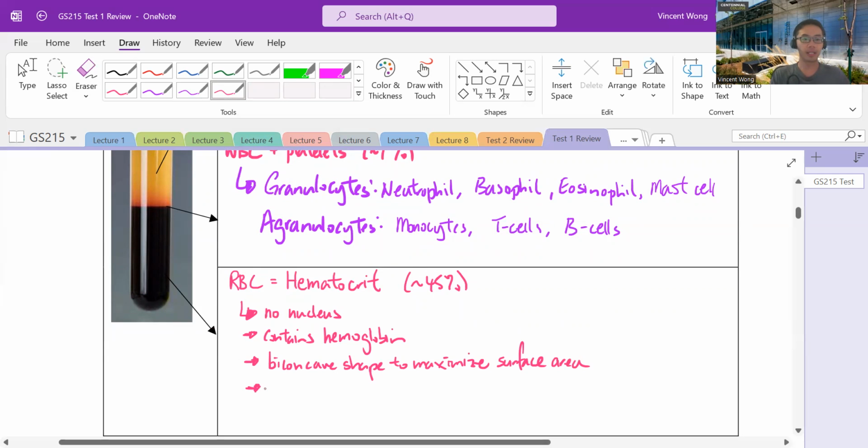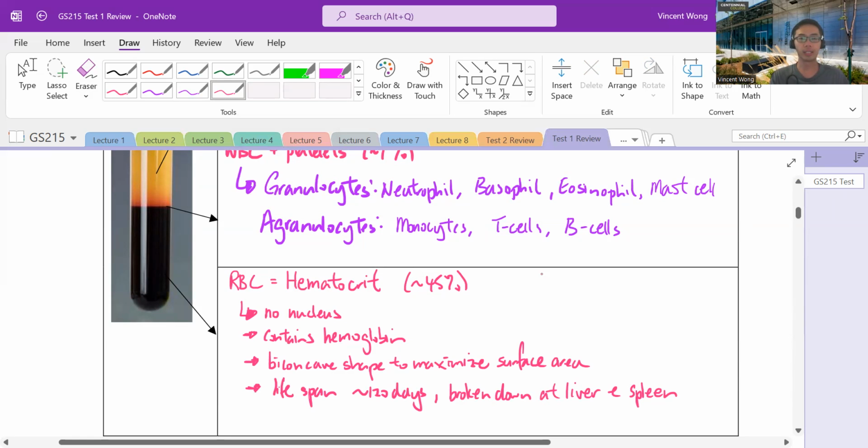Yep, lifespan approximately 120 days, and then they will be broken down at the liver and the spleen, right? Broken down at liver and spleen. Yep, contains hemoglobin. We mentioned that.